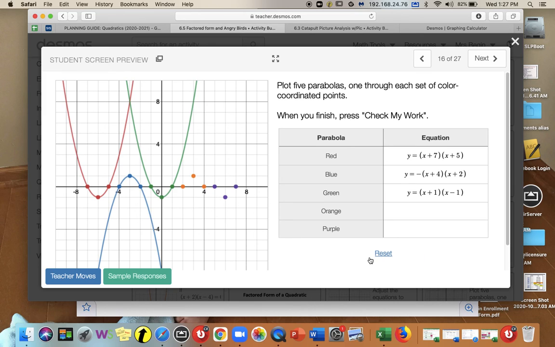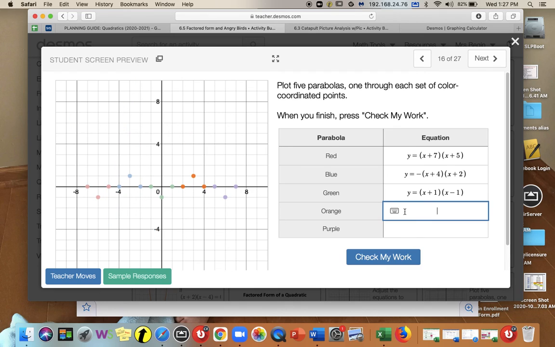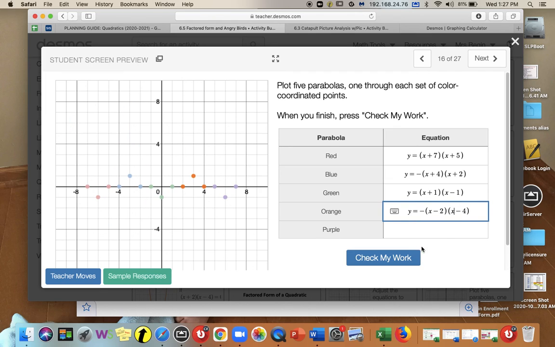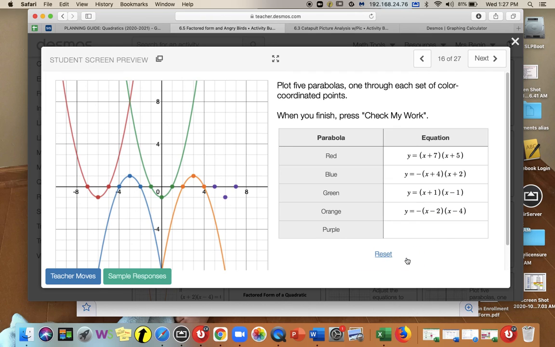I'll do one more. So the orange one, it looks like I have a zero at positive 3 and positive 2. So the opposite of positive 2 is negative 2. Oh, I forgot my equal sign. And the other zero is at 4, so the opposite of 4 is negative 4. And it's upside down. Okay, so I'll check my work. Oh, did it not graph? Oh, because I put an extra y here. Silly me. Okay, there we go.